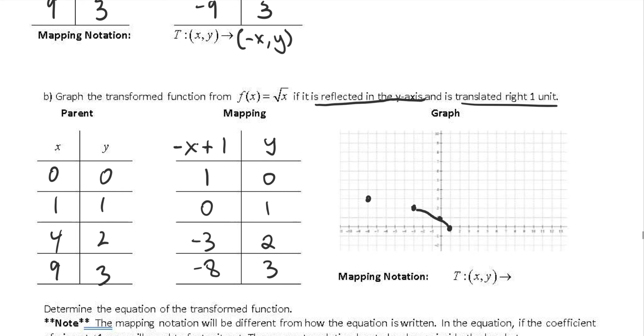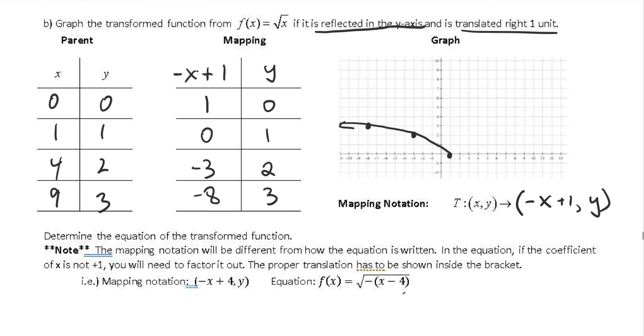Connecting my points to make my curve, I get my square root function reflected along the y-axis, and also shifted to the right by 1 unit. In mapping notation, this would look like this, -x plus 1, y.